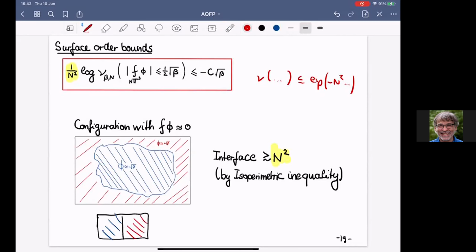It's on a torus, so you have two lines that divide it. This is the second line. Yeah. Okay, sorry, the picture is not good. But either way, by an isoperimetric inequality, you would have an interface between these two areas of at least order n squared, and that is exactly the n squared that you have here. Okay.